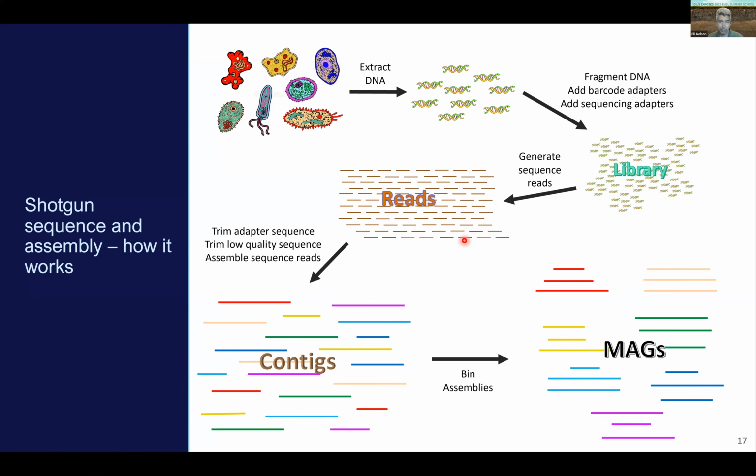Once you've generated your sequence reads, now it's time to do your QC. We talked a little bit about this earlier. You're going to trim off all these adapter sequences that you put on when you were doing the sequencing, and trim out your low quality sequences. And then you're going to assemble. Assembly is merely the process of trying to stitch these reads back together into the original genomic sequences that you started with up here.